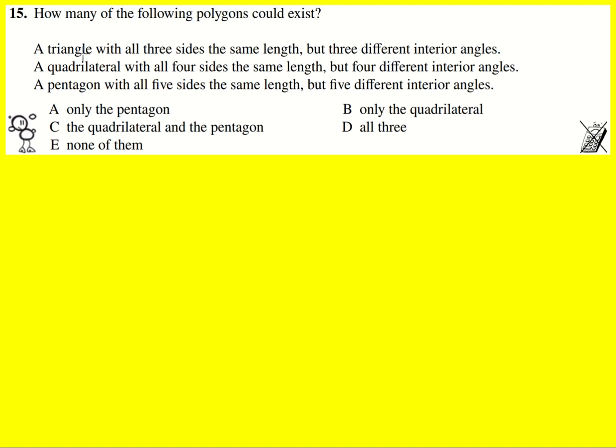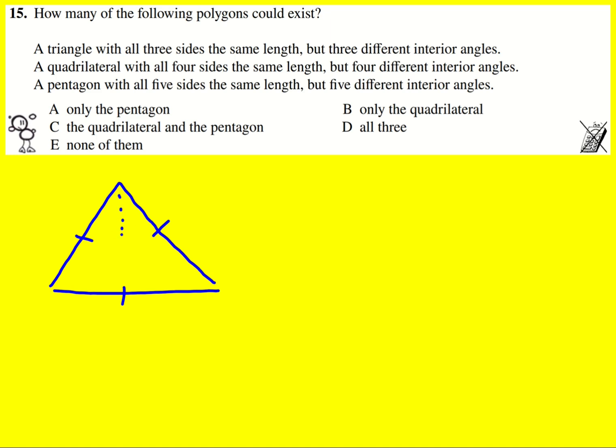We're asked how many of these three are true. Let's consider the triangle first of all. So it's got the same sides, but all the angles are different. Well, this can't exist because we know this would be an equilateral triangle and all the angles are 60. I suppose you could say, well, how do you know that it's not possible to get other angles?